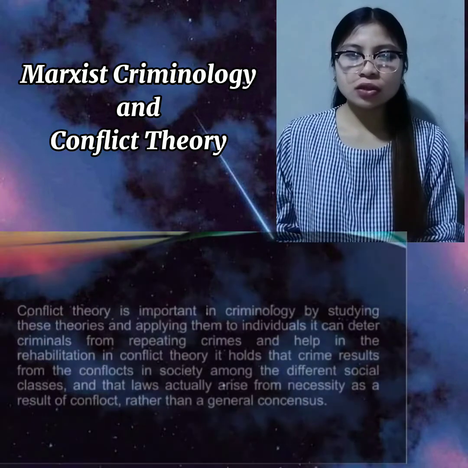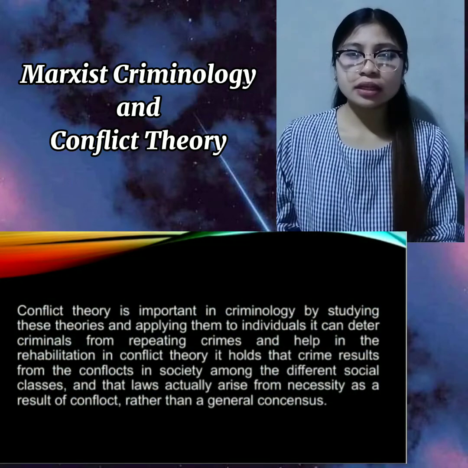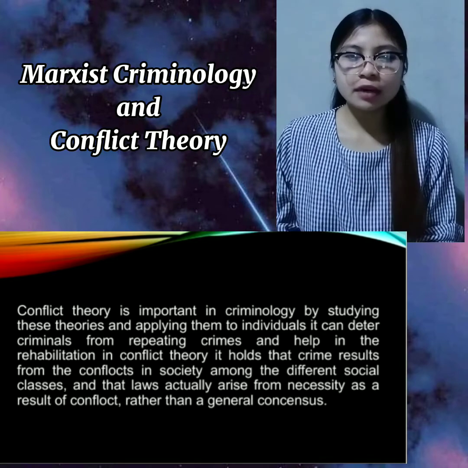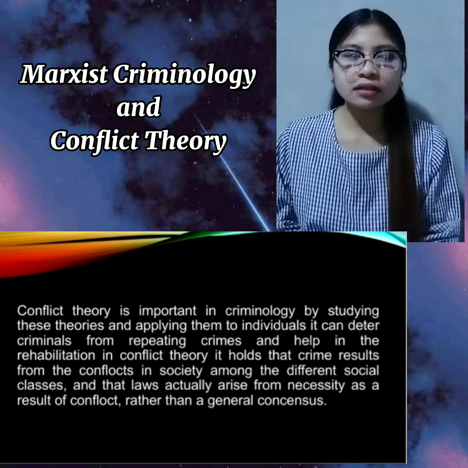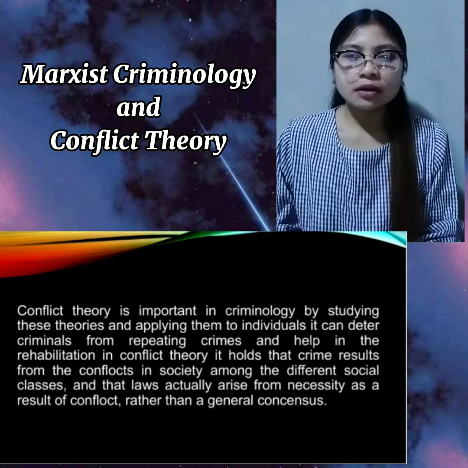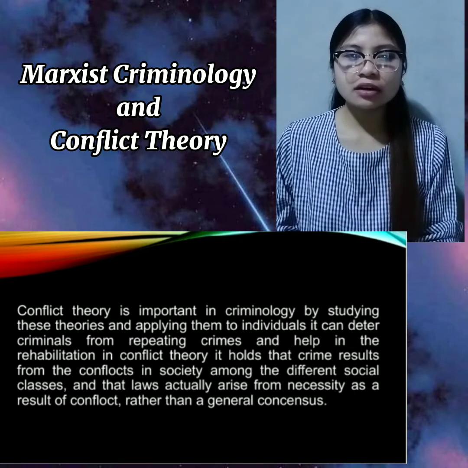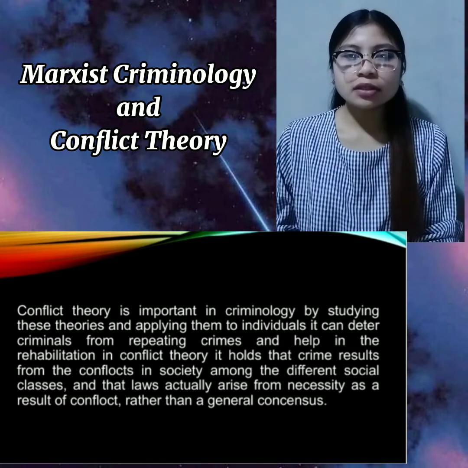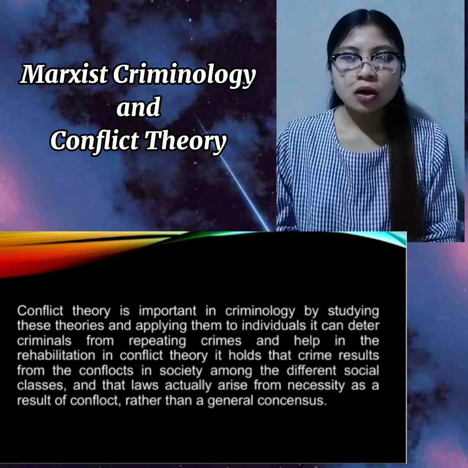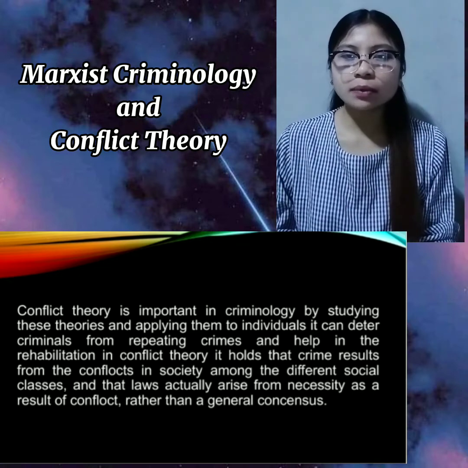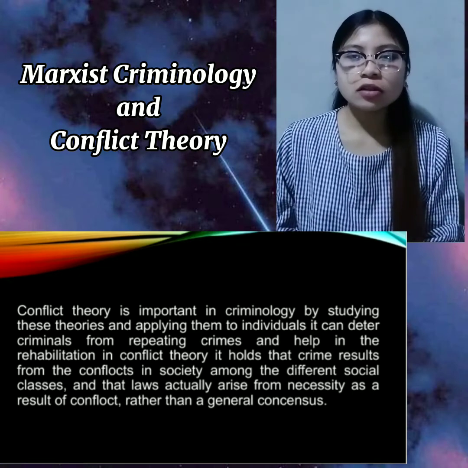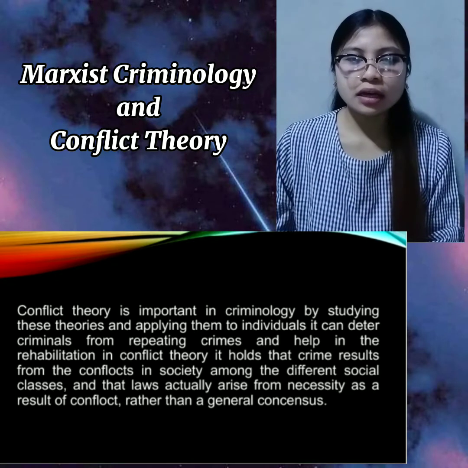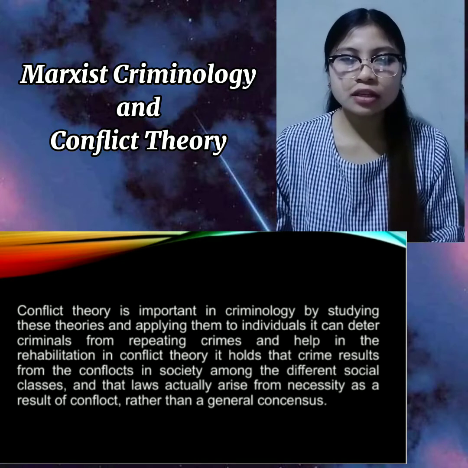Importance of conflict theory. Conflict theory is important in criminology. By studying these theories and applying them to individuals, it can deter criminals from repeating crimes and help in their rehabilitation. Conflict theory holds that crime results from the conflicts in society among the different social classes and that laws actually arise from necessity as a result of conflict rather than a general consensus.